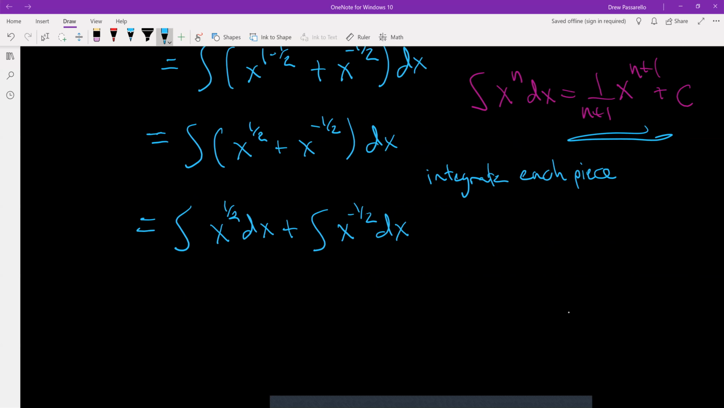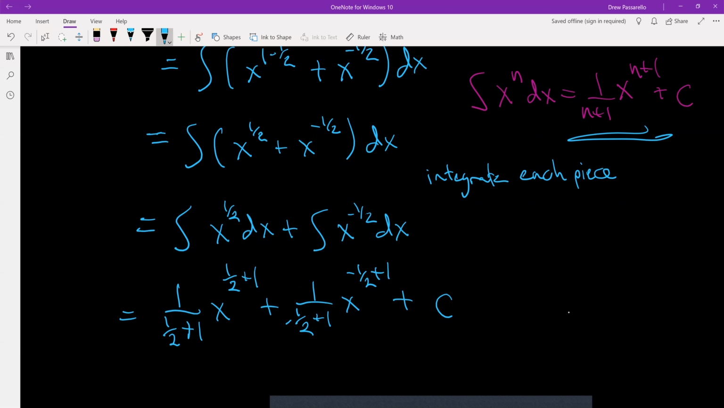So the first piece, I'm going to get 1 over 1/2 plus 1, and then x to the 1/2 plus 1. And then I'll worry about putting a plus c at the end. Then for the other one, you get 1 over negative 1/2 plus 1, and then x to the negative 1/2 plus 1. And then I'll put the plus c.